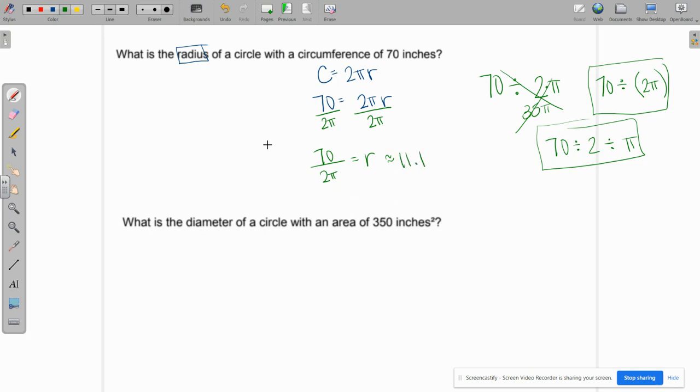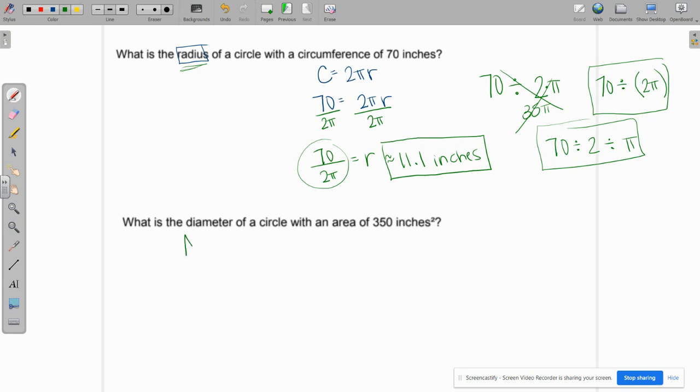11.1. And we're looking for the radius, so our label, since we're in inches, would be inches. I encourage you to check and make sure that you are able to type this in your calculator correctly and get the same answer that I did. If you got something that is much larger, chances are you typed it in like this, and your calculator actually did 35 pi.